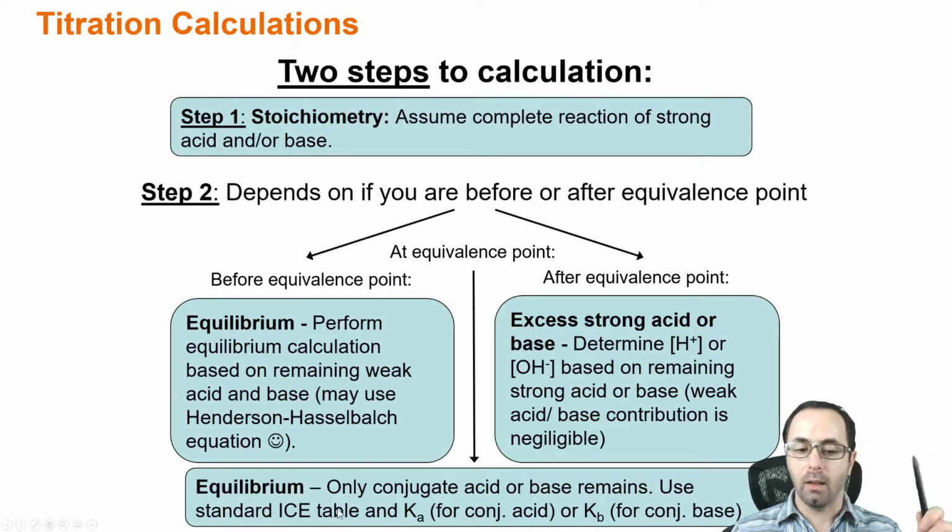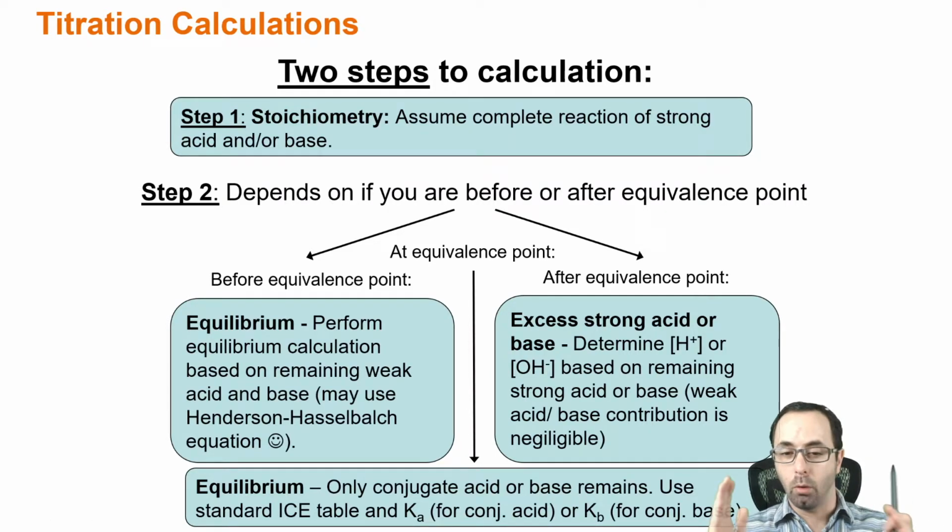You're going to use a standard ICE table. You can't use the Henderson-Hasselbalch here because you're not going to have a mixture of weak acid and conjugate base. You're only going to have one of them. So the Henderson-Hasselbalch equation doesn't apply there.